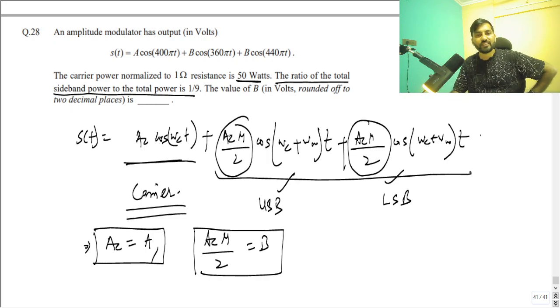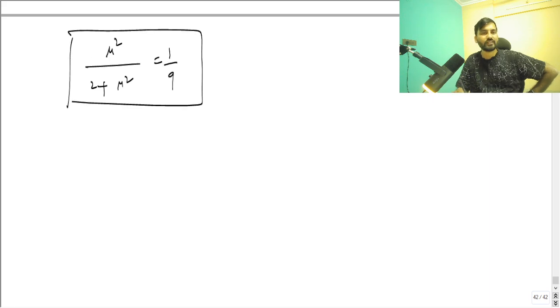I hope this makes sense. So what you have to do here is take the square of this, square of this, find out the power from here, find out the power from here, and then take the total power, right? So I'm just going to do that. So you will get here mu square plus 2 mu square equal to 1 by 9. Okay, so this is the result that you're going to get.